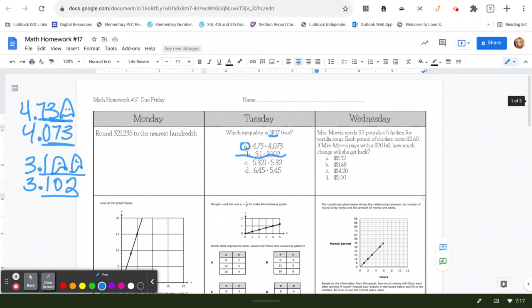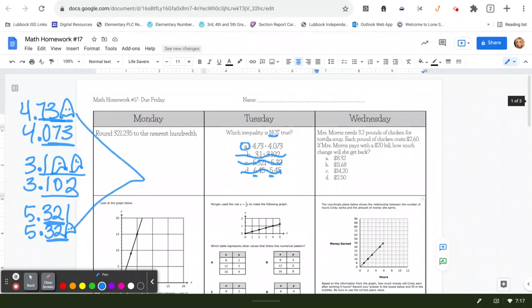Okay, the next one says 5 and 321 thousandths is greater than 5 and 32 hundredths. Put in your placeholder zero. You can see this is true. 321 is greater than 320. And our last one is so easy because look, 6 is greater than 5. That is true.